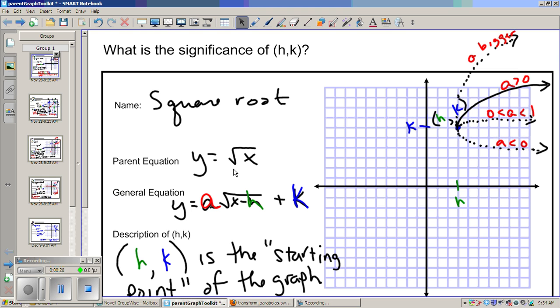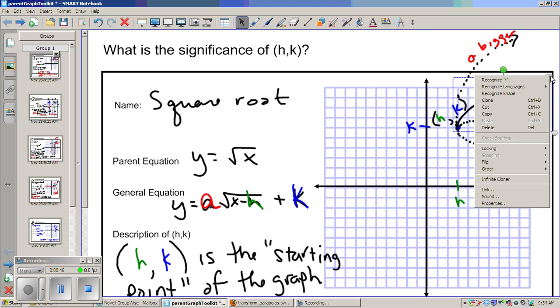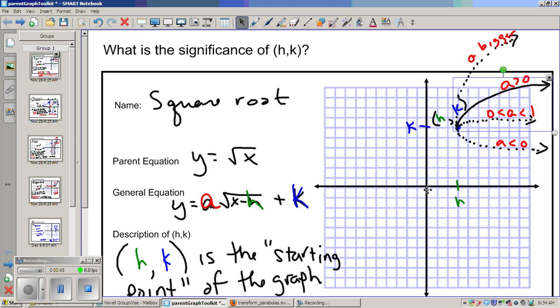So y equals x squared is the parent graph, and we found that y equals some number times the square root of x minus h plus some number would transform this black line from being where it normally starts out, right, it's just here at 0, 0, and it transforms it over and up or over and down to wherever h, k is located.